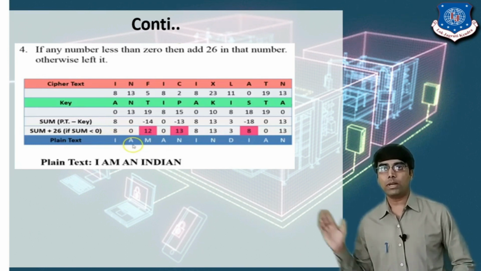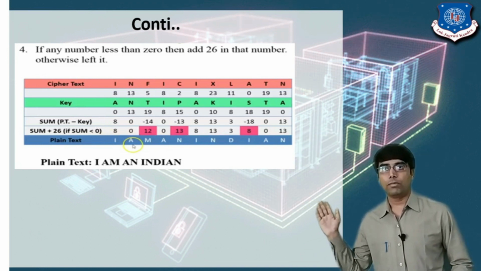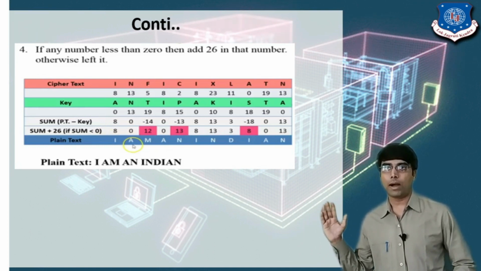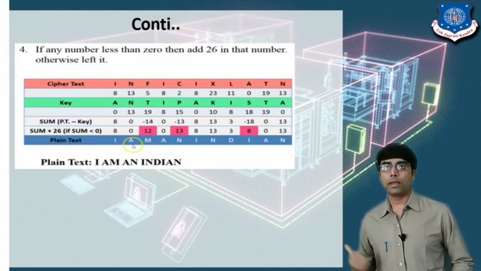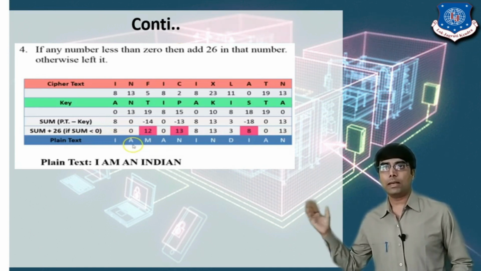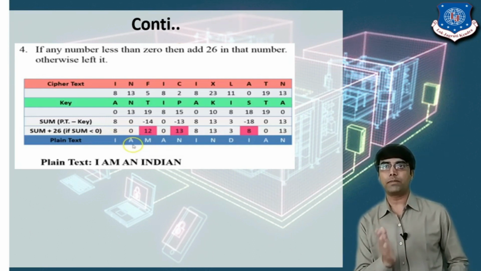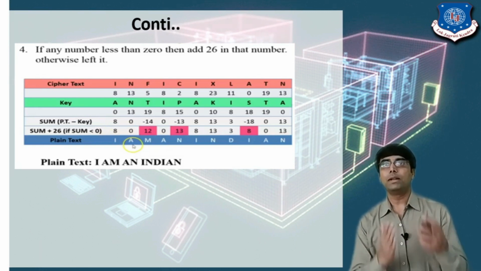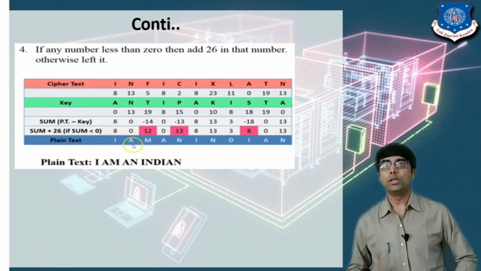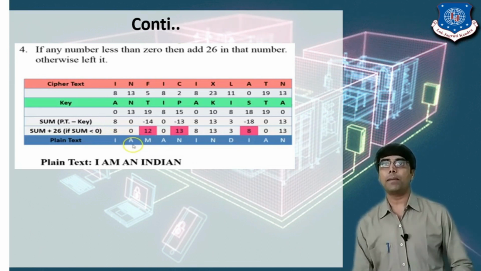Now we will convert these values into alphabets. The alphabet of 8 is I, of 0 is A, of 12 is M. So now you will get the original message, and the plain text message is I am England. So this is the procedure to convert your plain text into ciphertext and back into plain text using the one-time pad, or OTP.